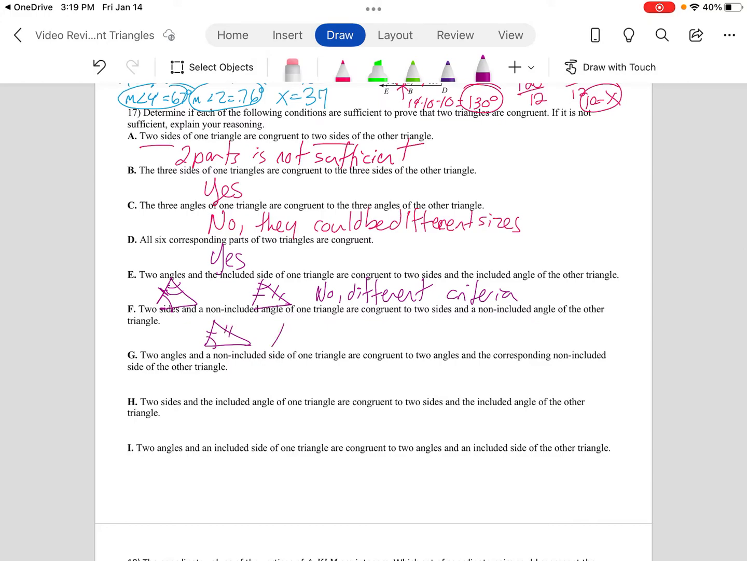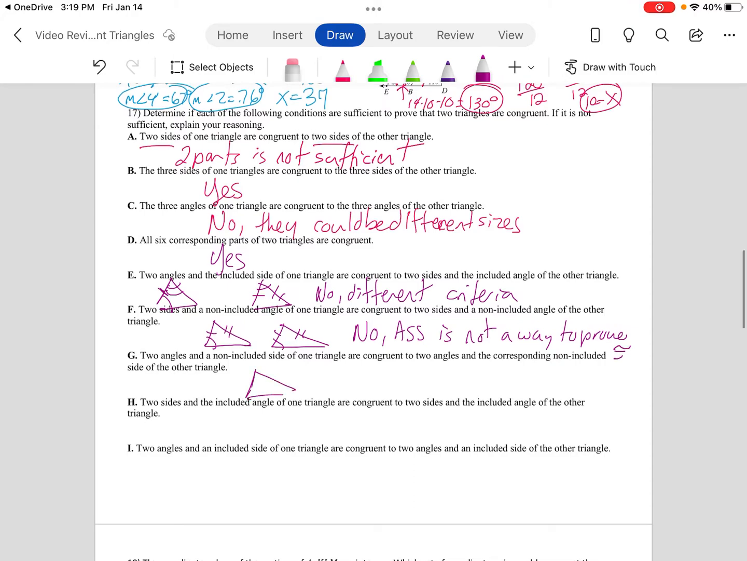Two sides and a non-included angle. 2 sides and a non-included angle. No. This is angle side side. Is not a way to prove congruent. 2 angles and the non-included side, 2 angles and the non-included side of the other. This is a yes. This is angle, angle, side.